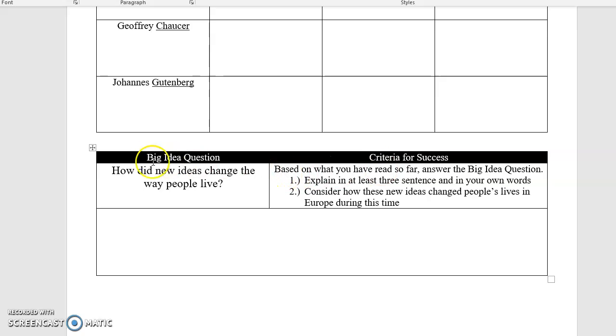Criteria for success, because this is our big idea question. Based on what you have read so far, answer the big idea question. Explain in at least 3 sentences and in your own words. Consider how these ideas changed people's lives in Europe at this time. This is what you're really answering, okay? That's what's really important. How did these new ideas change people's lives in Europe during this time?